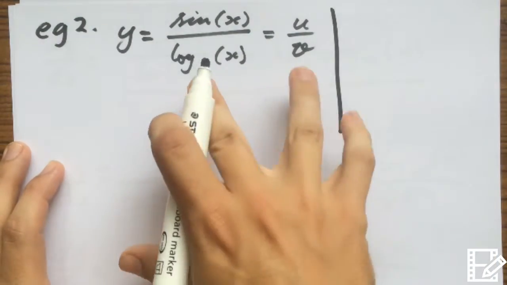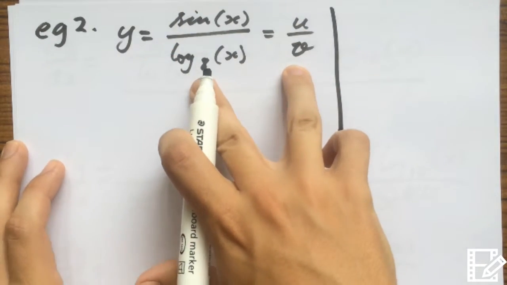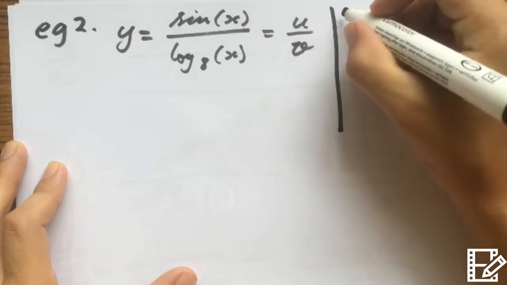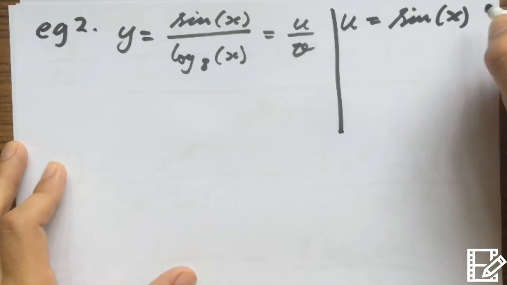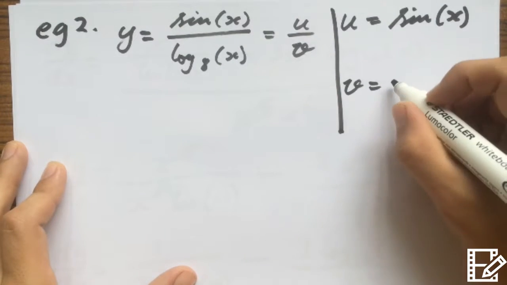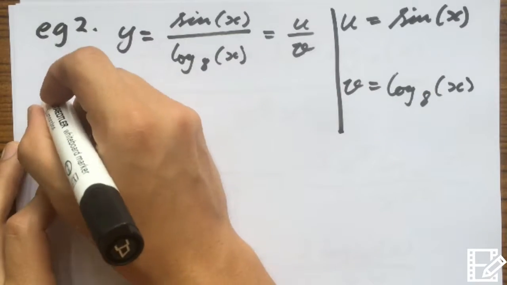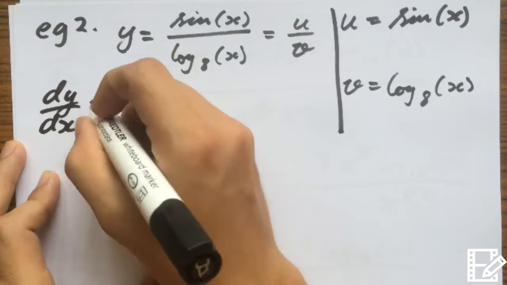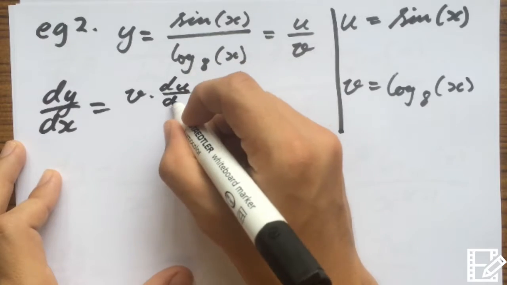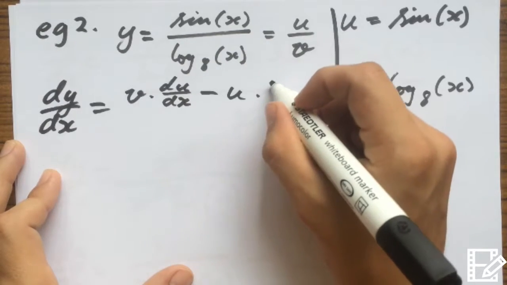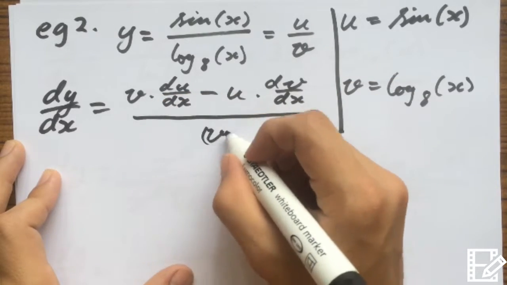Right? Okay, so here we have u on the top, sine x on the top, and v on the bottom, log to the base of 8x on the bottom. So we will label them as such. U will be sine x, and v will be log to the base of 8x. Again, write out the derivative, which is v multiplied by derivative of u minus u multiplied by the derivative of v, all over v squared.